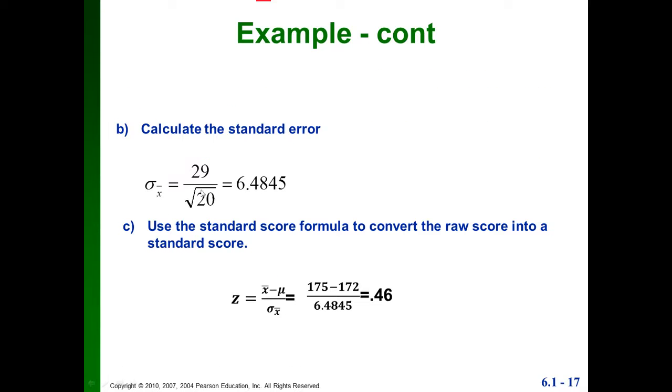So we're going to convert it into a standard error by taking the standard deviation divided by the square root of the sample size. Once you do that, you get your standard error. After that, you put it into the standard score formula, which is 175, which is your sample mean, minus 172, which was your population mean, divided by the standard error of 6.4845. Giving you a 0.46.